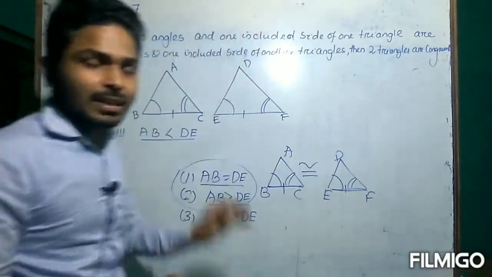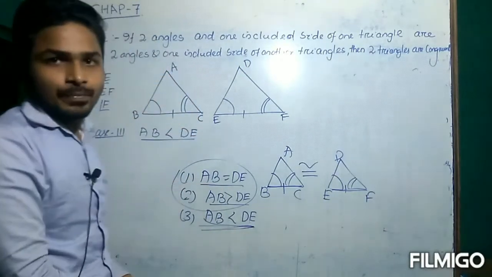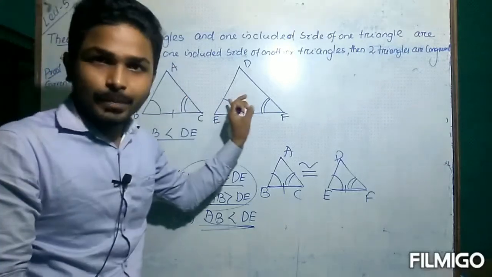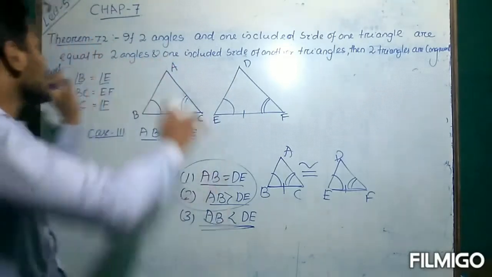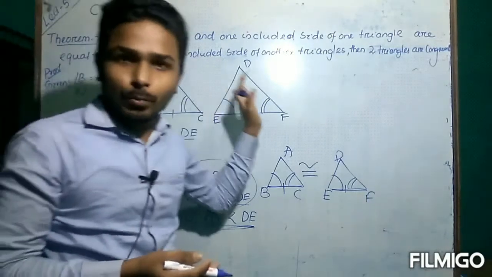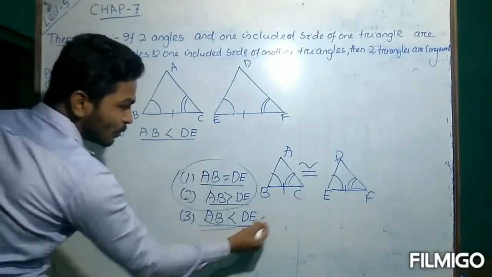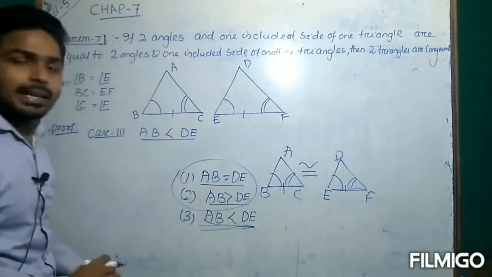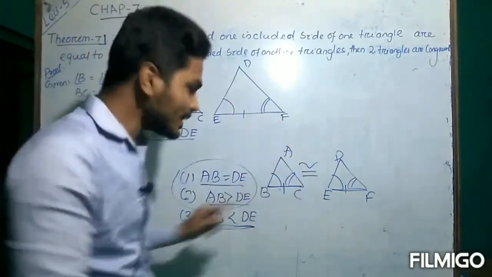In this session, we are going to discuss the remaining condition. So our question will be the same. This is theorem number 7.1. Sorry, I'm very sorry, don't be confused. Now we will discuss whether these two triangles will be congruent under the condition that AB is less than DE. So let us prove.